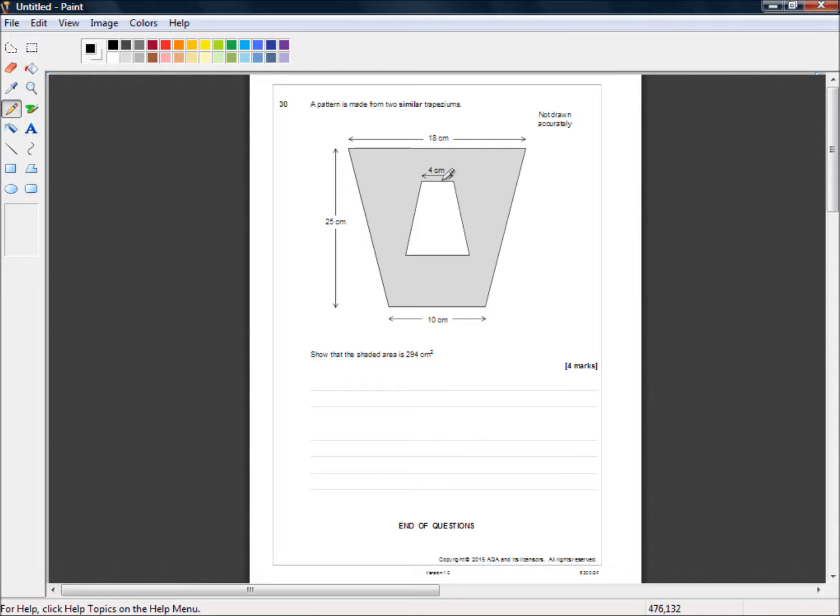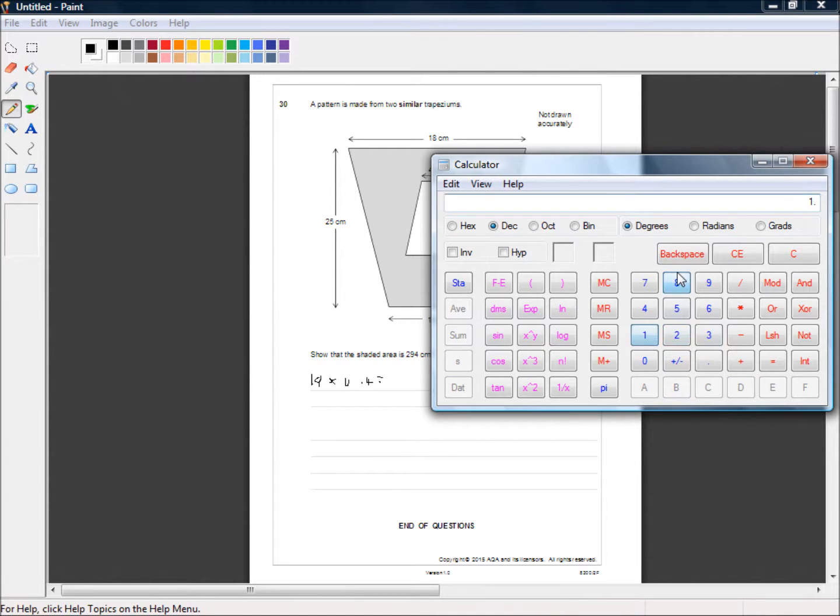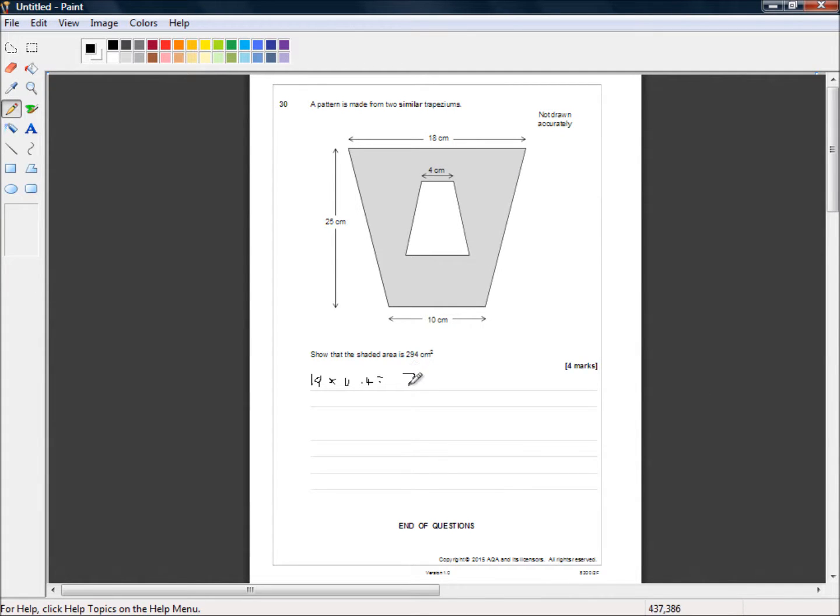So by the same reasoning, this length here is 18 times 0.4. So 18 times 0.4 is 7.2. So I'm going to put this length here as 7.2.